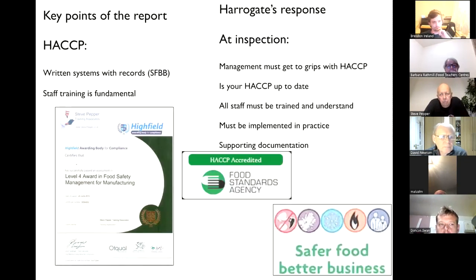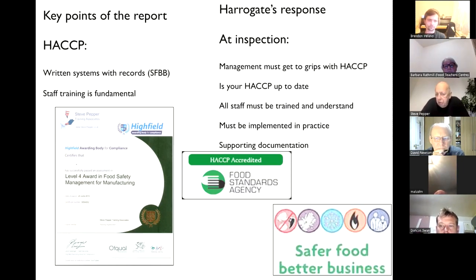So, they've got this so-called Pennington report a few years back, and the key points of the report were HACCP, or written systems with records, or Safe Food Better Business. And they said that staff training was fundamental. So for operatives, level 2, for head chefs, supervisors, level 3, and for management, level 4 as well. And Harrogate's response was, at inspection, that management must get to grips with HACCP.